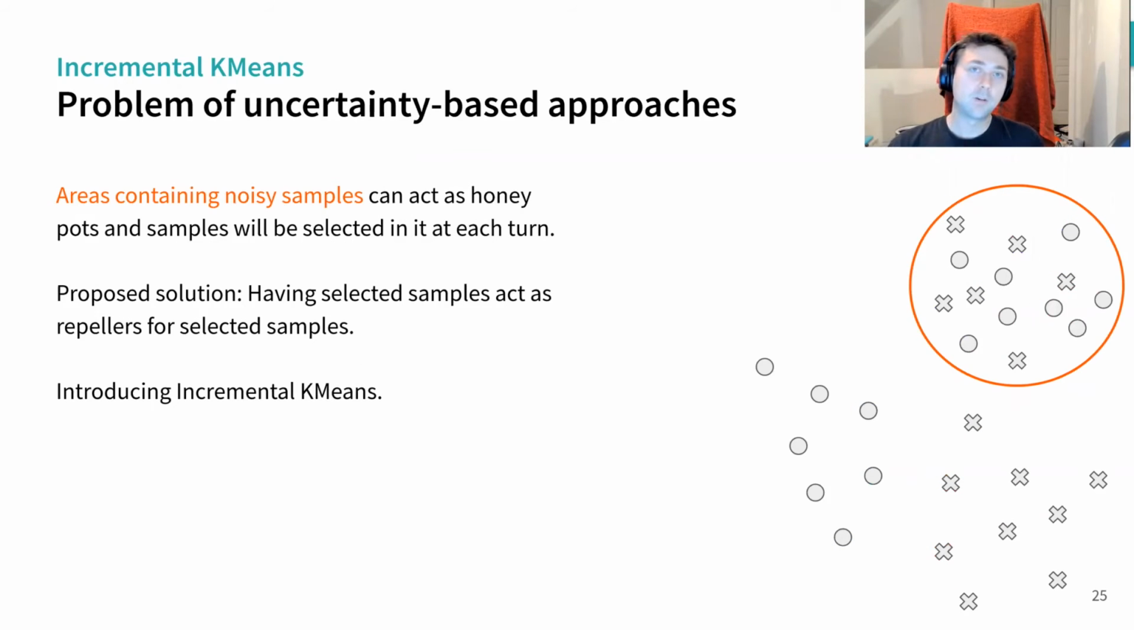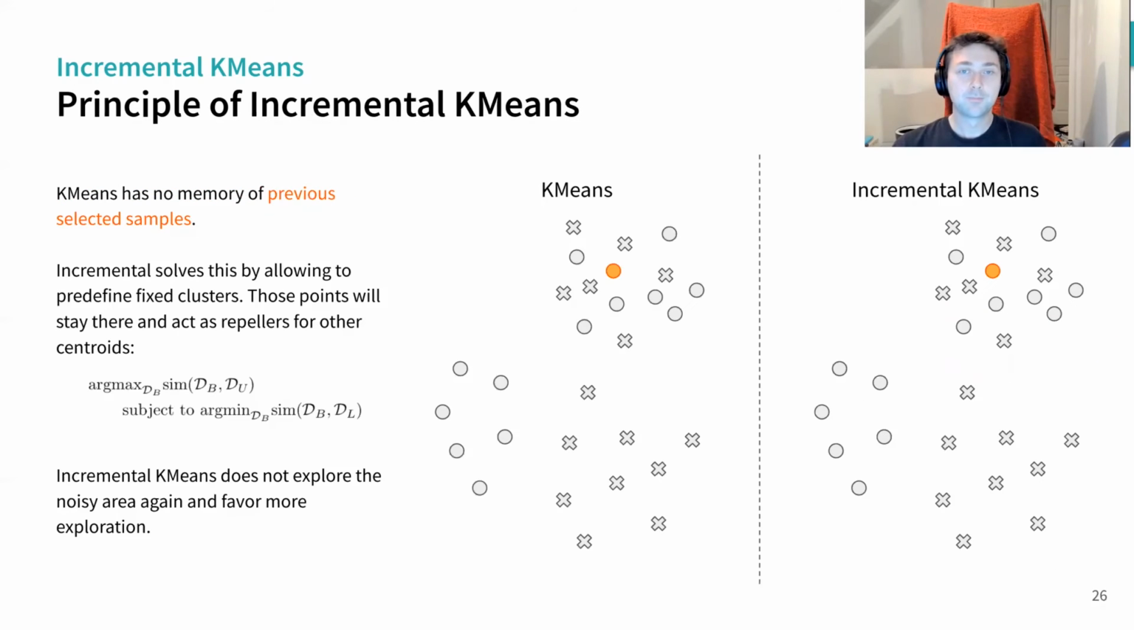The problem of this method and all uncertainty-based methods is that if we are in a case where we have a blob, an area in the sample space with noisy samples, so here you see a big blob of samples composed of the two classes that cannot be separated, those blobs will act as a honeypot, and all uncertainty methods will select samples there, whereas it brings no information to the model. So what we want to do is to avoid doing that by repelling our selection strategy from these areas. And that's why we created the incremental K-means.